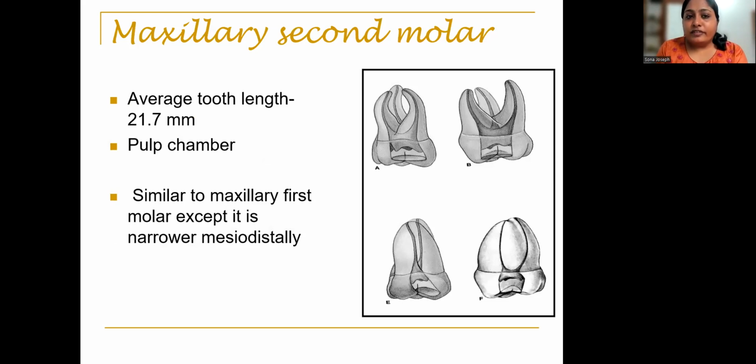Now, when we discuss the maxillary second molar, the occlusal anatomy and the pulp canal anatomy are similar to the maxillary first molar. The only difference is that in the crown portion it is narrower mesiodistally, and in the root portion the MB2 is less frequent. The average tooth length is 21.7 mm. The pulp chamber has almost the same shape, with the floor, roof, 4 walls, and 4 pulp horns corresponding to the cusps. And 3 roots with 3 canals is the most common configuration. MB2 can be present, but not as frequently as in the maxillary first molar.